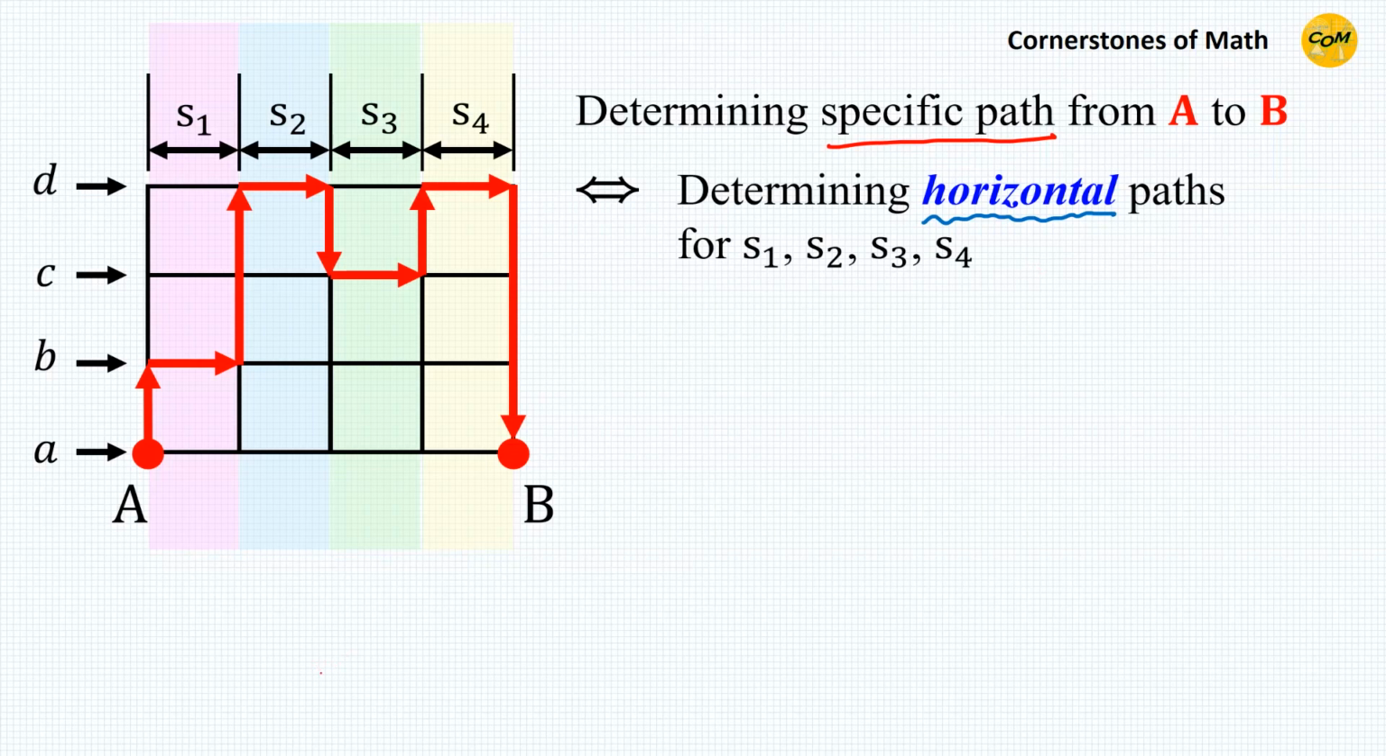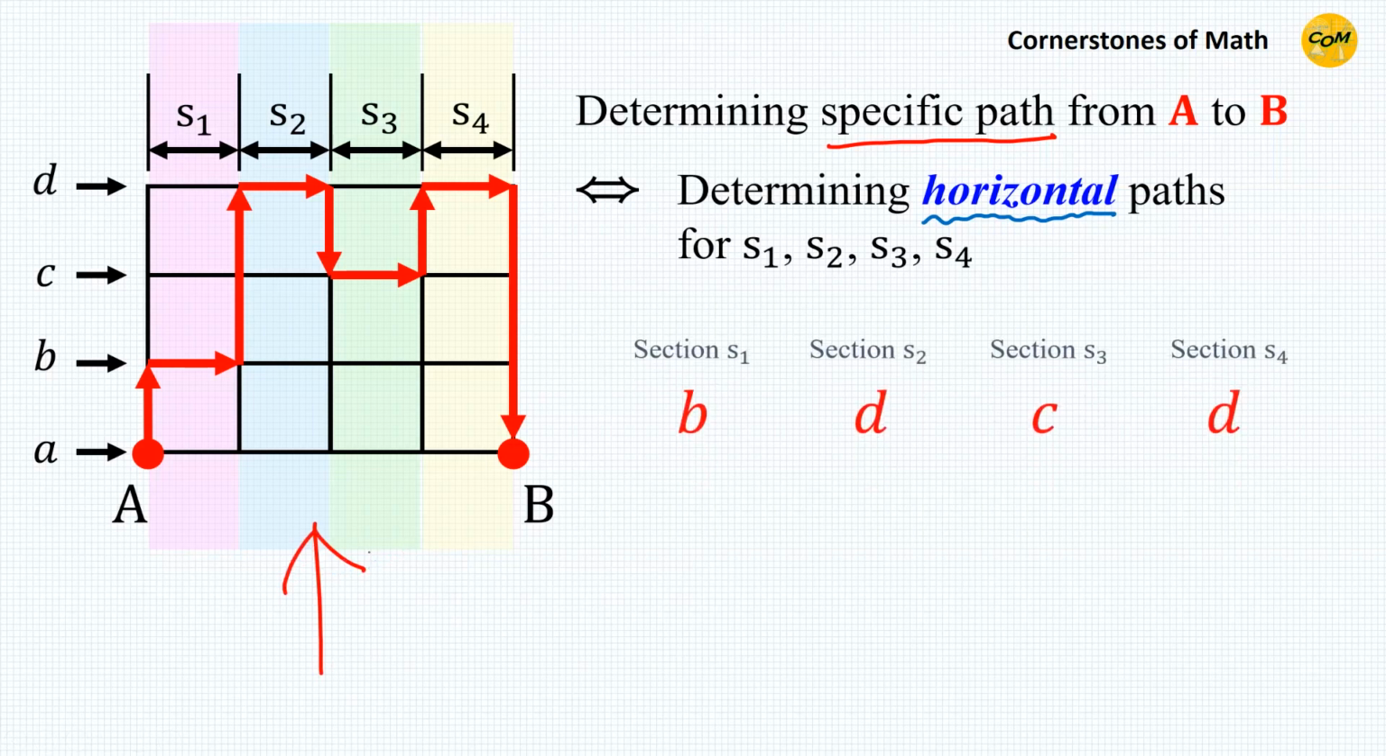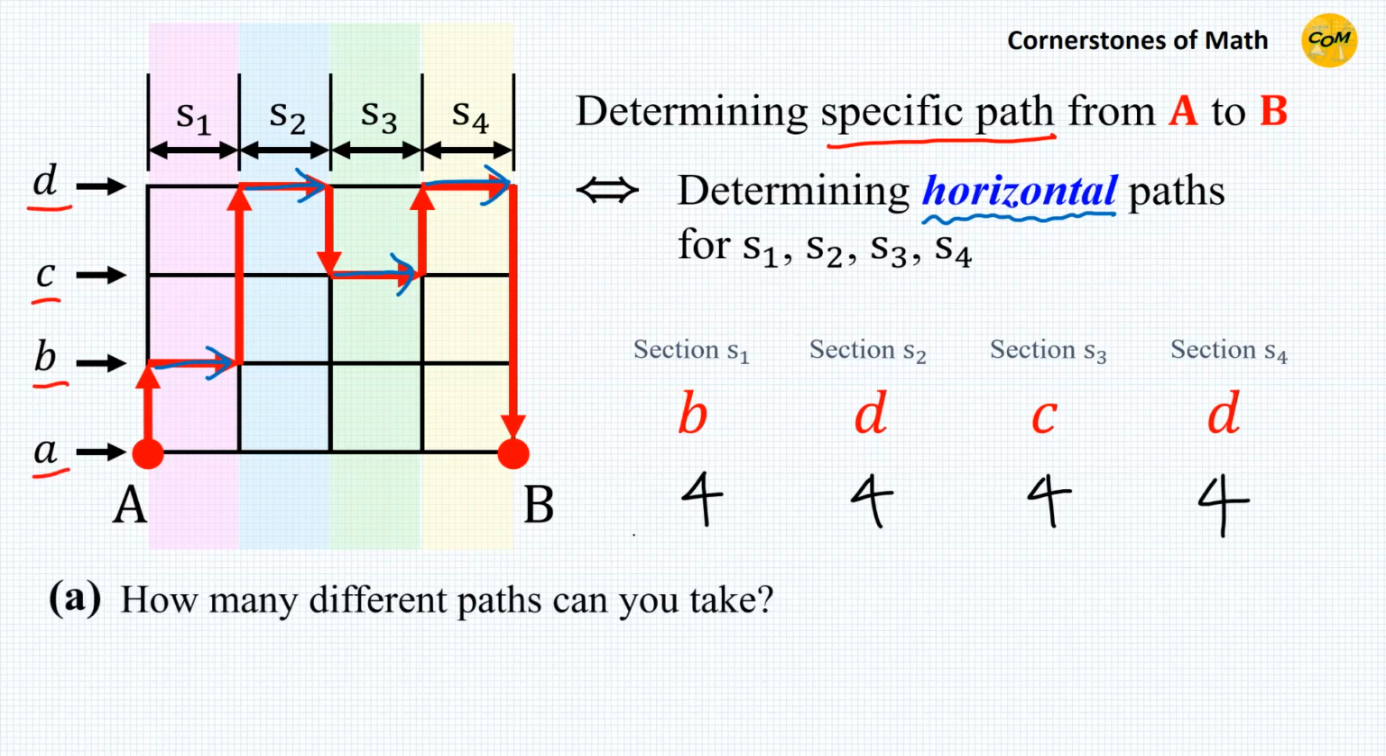For example, this path right here showing on the screen is determined by selecting horizontal path B, D, C, and D for sections S1, S2, S3, and S4 respectively. Since there are 4 horizontal paths for each section, namely A, B, C, and D, the answer to the first problem, how many different paths can you take, is 4 times 4 times 4 times 4, which is 256.